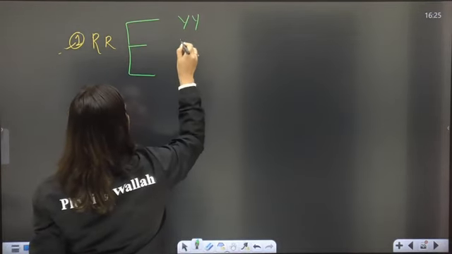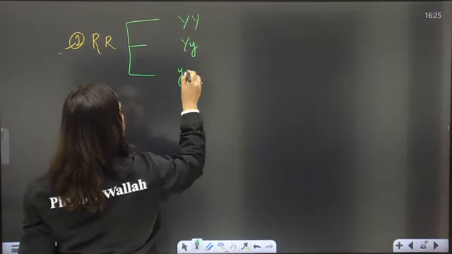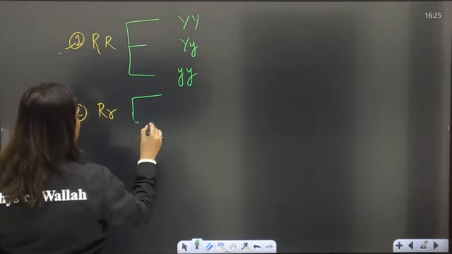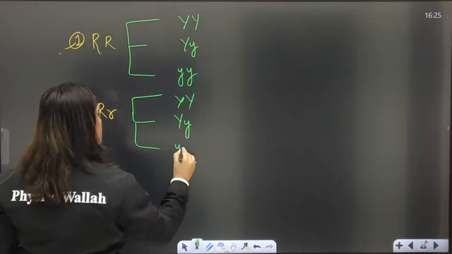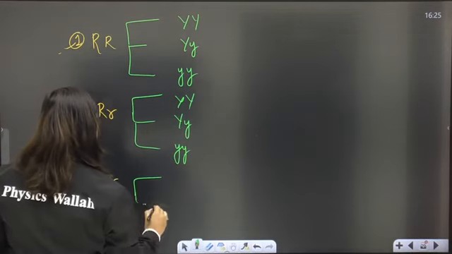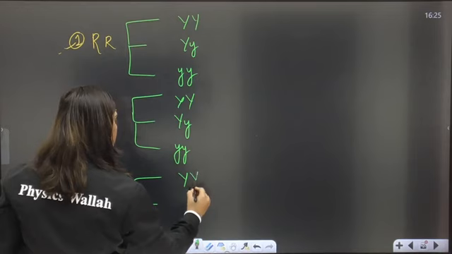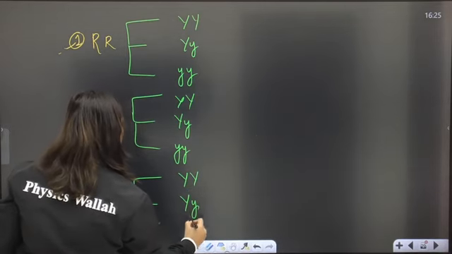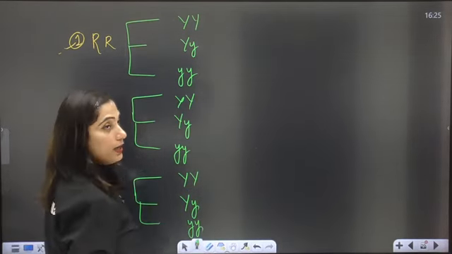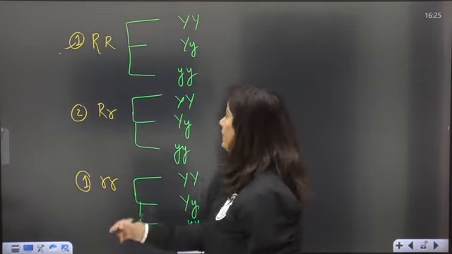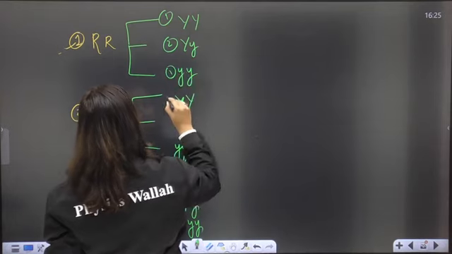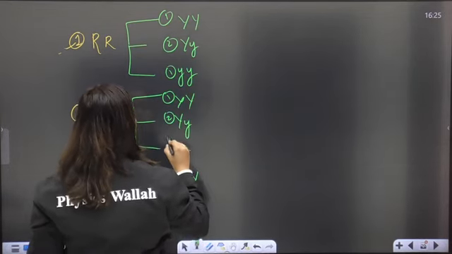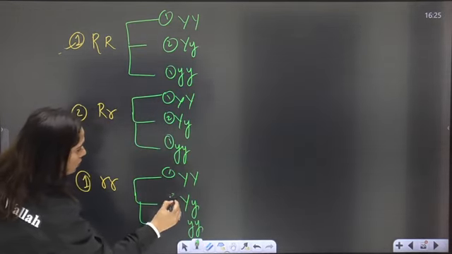Now write all the three forms of the other trait in front of this. Capital Y, capital Y, capital Y, small y, small y, small y. Likewise here, capital Y, capital Y, capital Y, small y, small y, small y. Here also, capital Y, capital Y, capital Y, small y, small y, small y. Okay, and the ratio we know, 1:2:1, 1:2:1, 1:2:1.